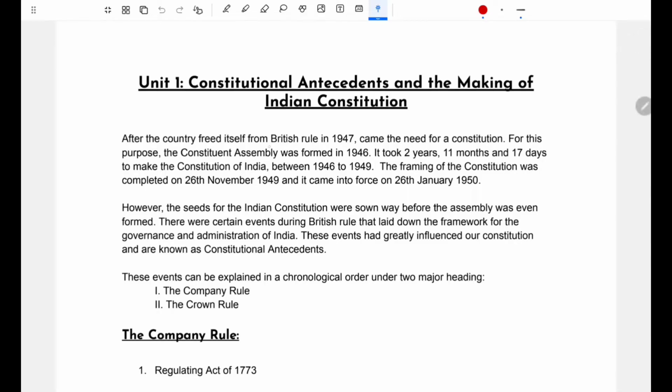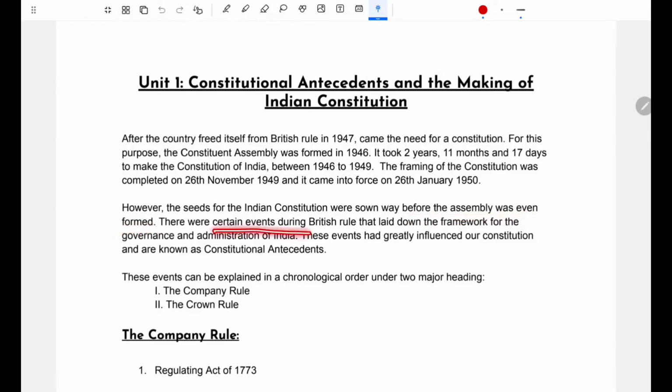India freed itself from the British rule in 1947, and after that came the need for a constitution. Before this, the Constituent Assembly was already formed in 1946. It took 2 years, 11 months and 17 days to make the Constitution of India, and this happened between 1946 to 1949. The framing of the Constitution was completed on 26 November 1949 and it came into force on 26 January 1950. But the seeds for the Indian Constitution were already sown way before the Assembly was even formed.